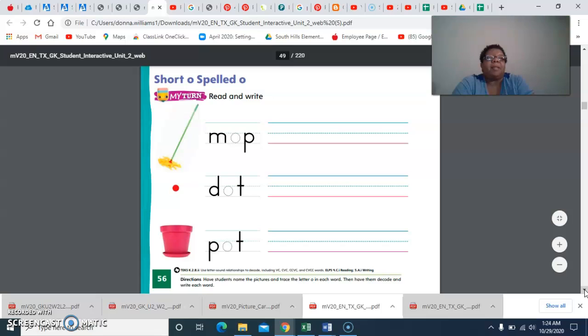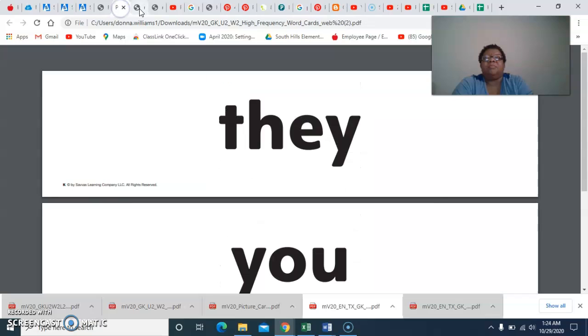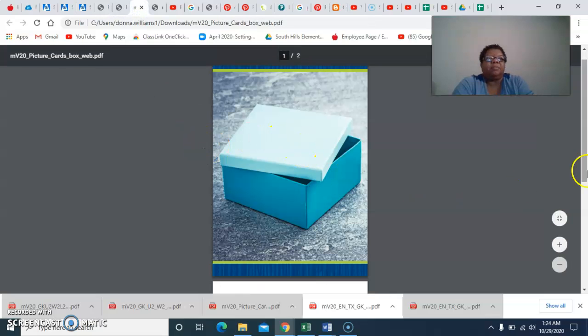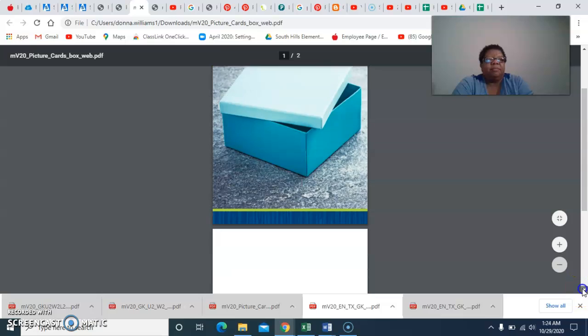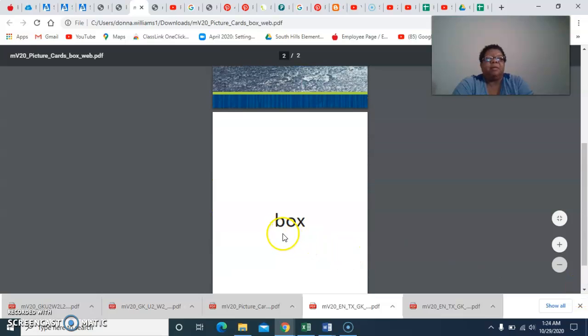First word, box. B-ox, box. Write the word box. And I have a picture of a box. And let's look at the writing and how you spell box. B-O-X. Make sure you write the circle for the B, curve to the right, because if you do to the left, it makes the letter D. B-O-X, box.